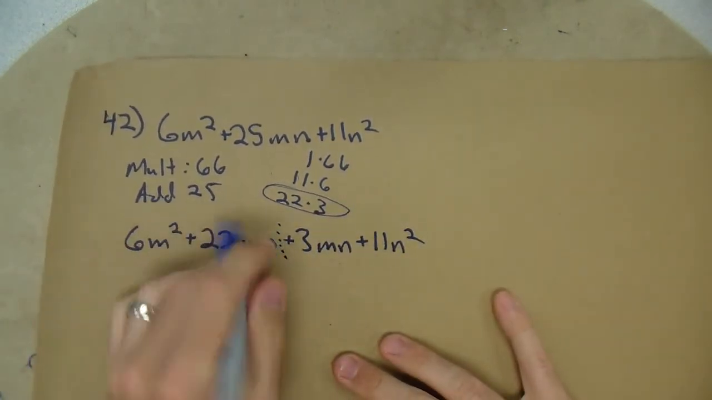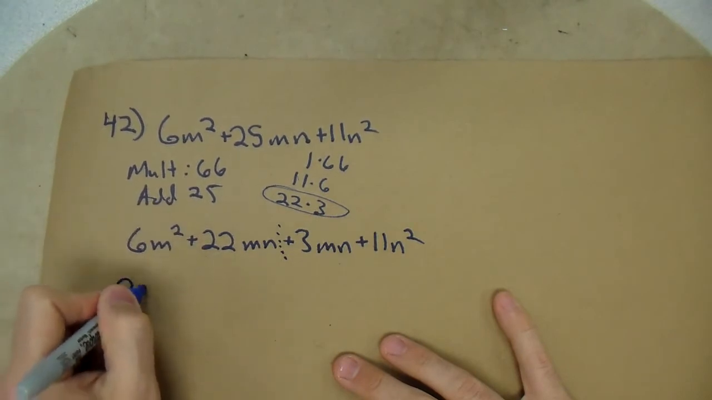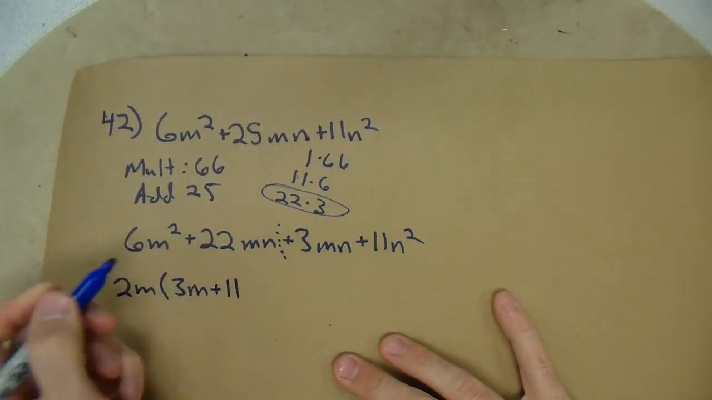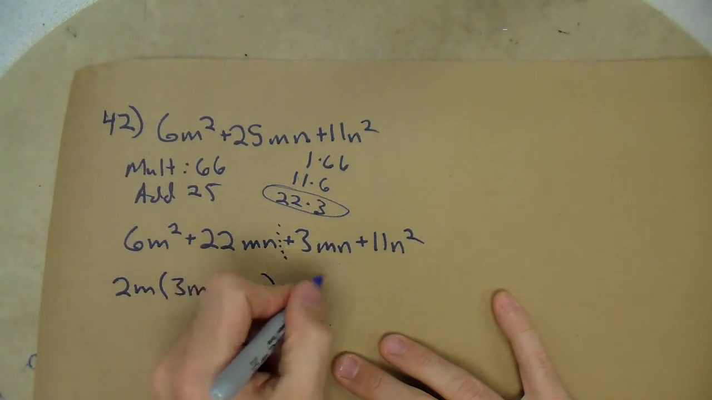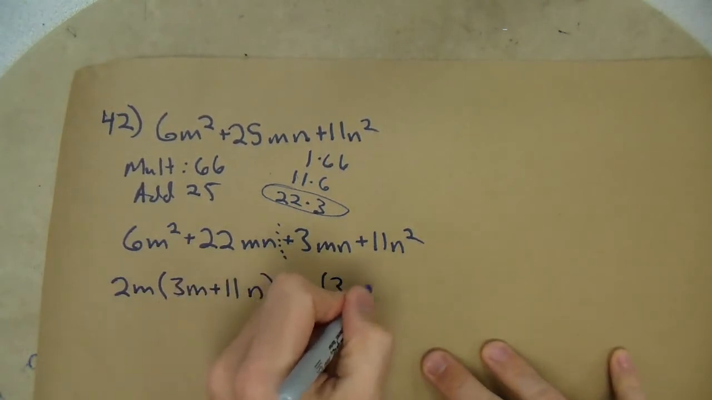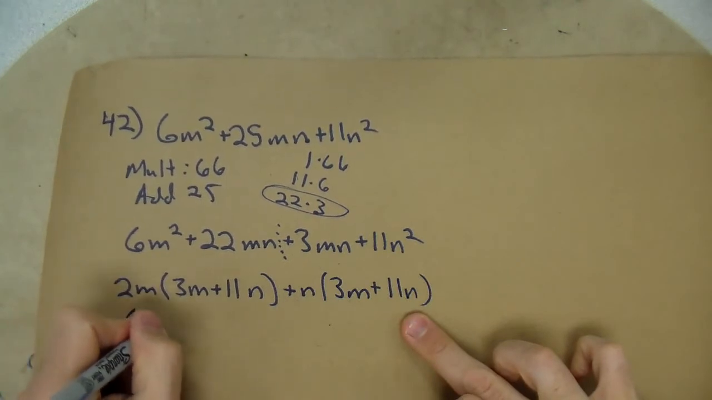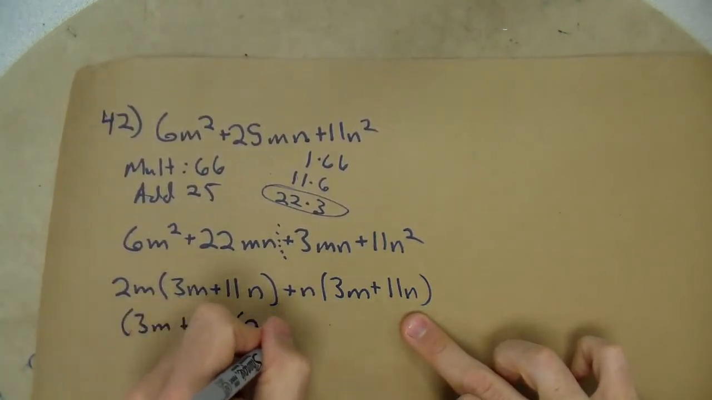Now, I factor out the first two, a 2m, so leaves me with 3m plus 11n. On the second one, I'm going to factor out an n, leaves me a 3m plus 11n. So they both have a 3m plus 11n, leftovers 2m plus n.